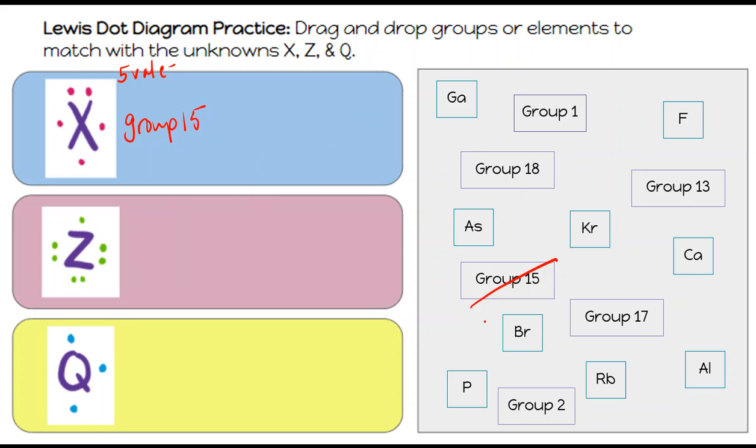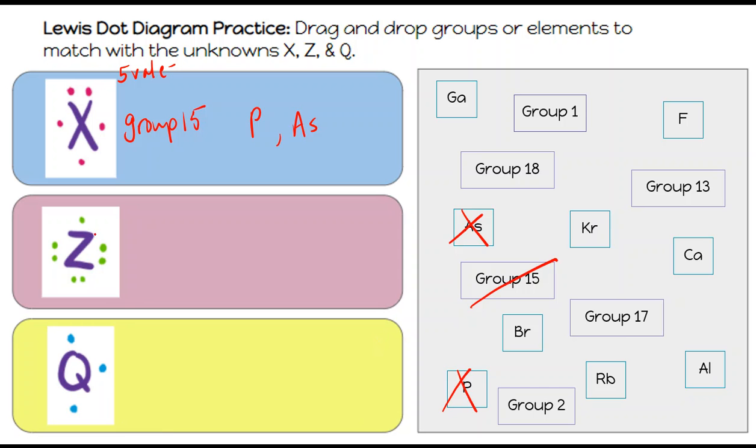So what other ones in here could go here and have the 5 dot arrangement like so? Yes, so phosphorus is a group 15 element, so I'll cross that one out. And yes, arsenic, or As, also belongs here. So you would want to sort those ones over to that particular part for doing that slide. So go ahead and take a moment to do Z and Q, and we'll come back in just a minute.